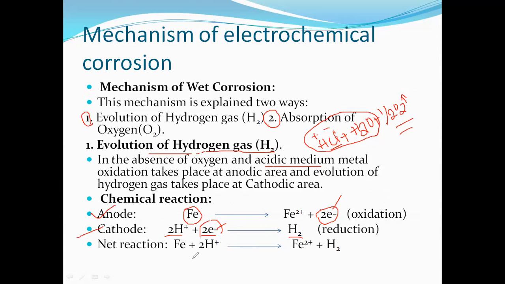The resultant, what are we getting? We are getting the net reaction: iron combined with hydrogen gives rise to Fe2+ and evolution of hydrogen. So when the metal is placed in HCl condition, the evolution of hydrogen takes place at cathodic condition. Cathodic condition లో hydrogen అనేది evolute జరుగుతుంది.